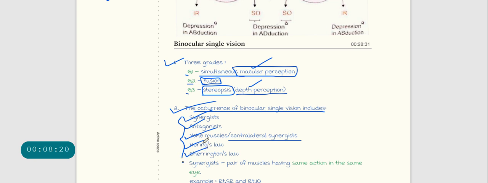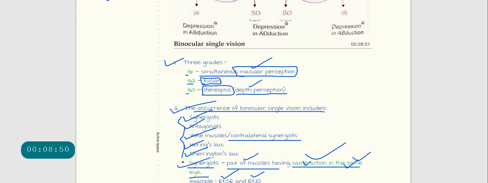What is synergism? The pair of muscles having the same action in the same eye. So the same action in the same eye, this is known as synergism. What is the example for this? The right superior rectus and the right inferior oblique, these are the 2 muscles which have the same action in the same eye. Very easy.